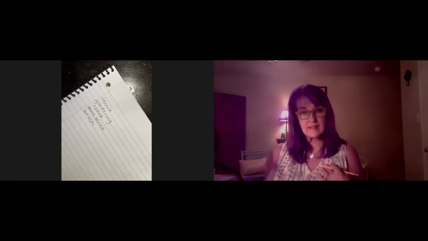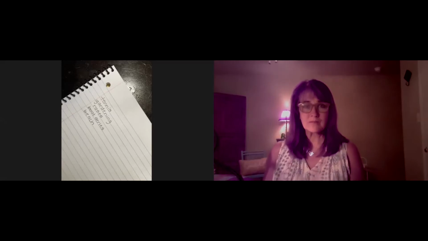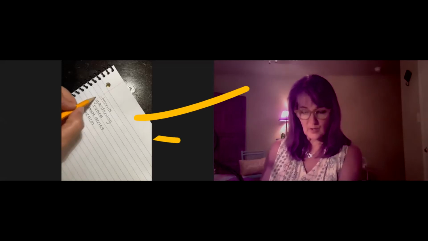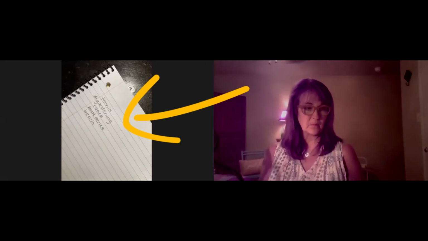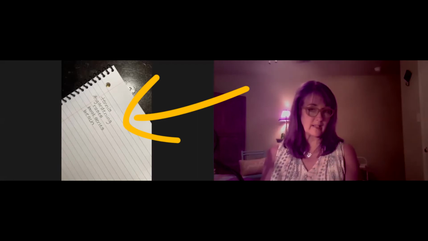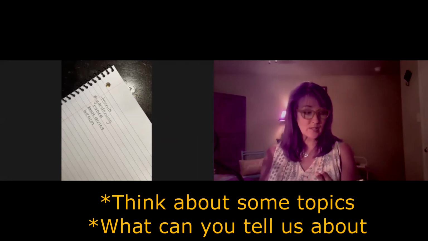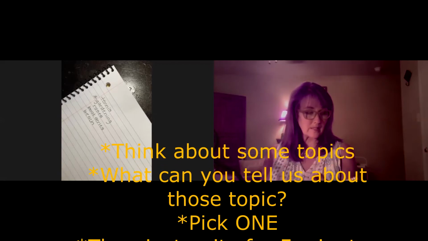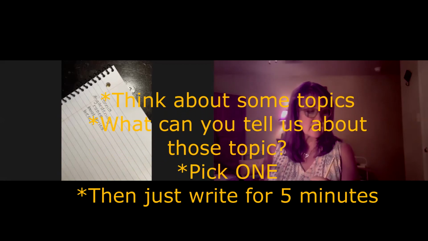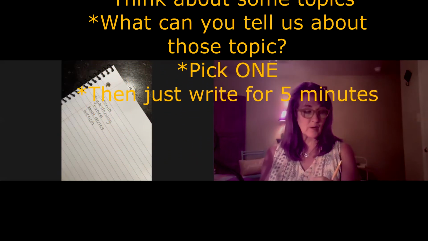And for me, today, believe it or not, I won't choose the beach. I haven't been there this summer. I'm going to choose the gardening right there. And then you're just going to start writing. So first you think about topics. Then you ask yourself, what might I write about these topics? Then you choose one. And you write.